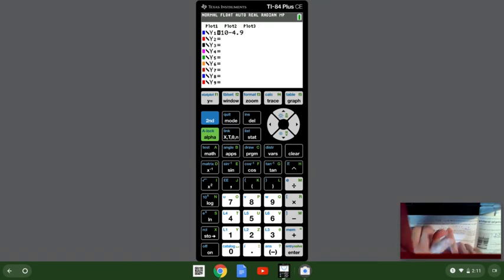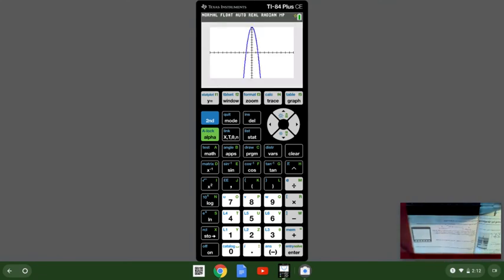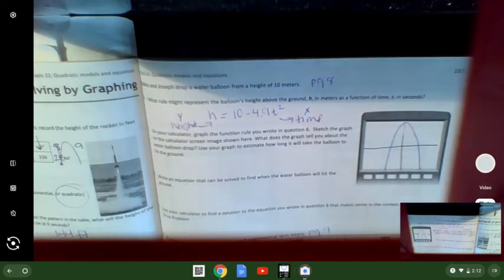So instead of t, I'm going to type in x and squared, and I'm going to go ahead and hit graph. Okay, and I want you to go ahead and sketch a graph of what you see on the little calculator screen in your workbook. Okay, so our next question was, I just sketched what I saw on my calculator screen.